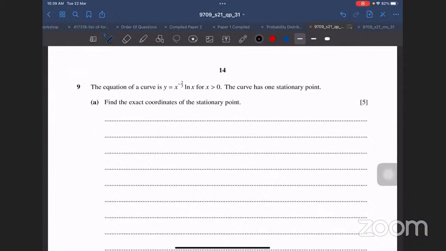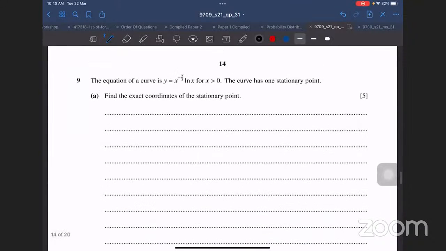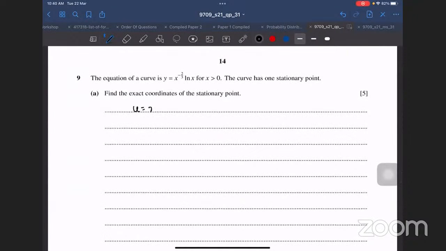Okay, then this one says that the equation of y is this. The curve has one stationary point, find the exact coordinates of the stationary point. So this is the product rule. U dash is minus 2/3 x to the power minus 2/3 minus 1. V dash is 1 over x. So I get minus 2x power minus 5 over 3, over 3.